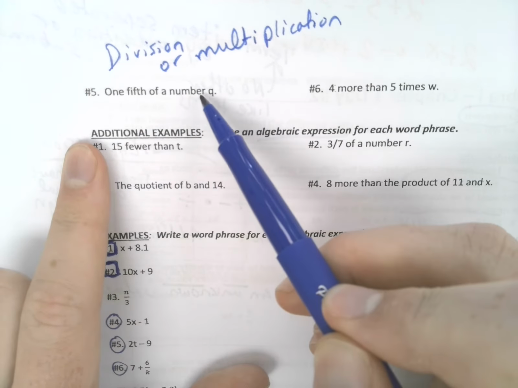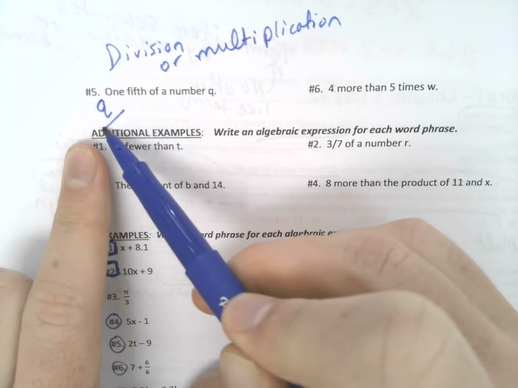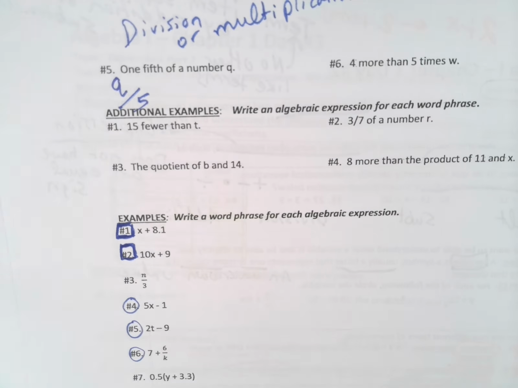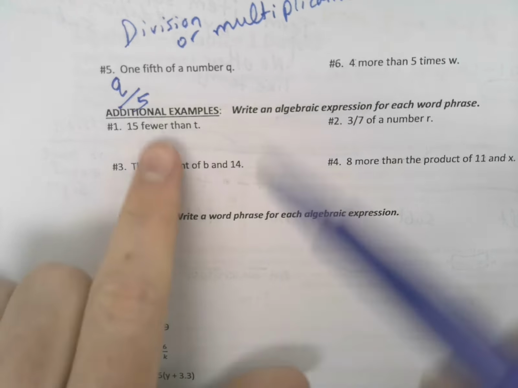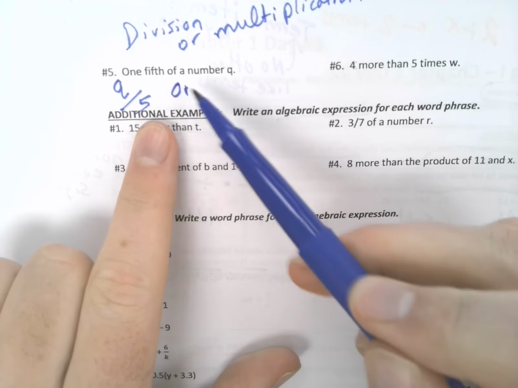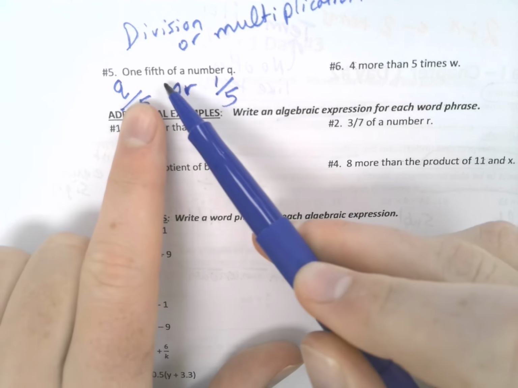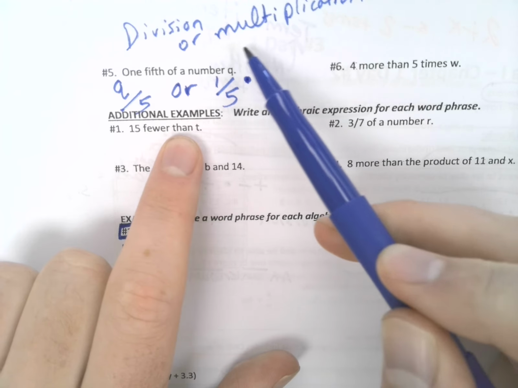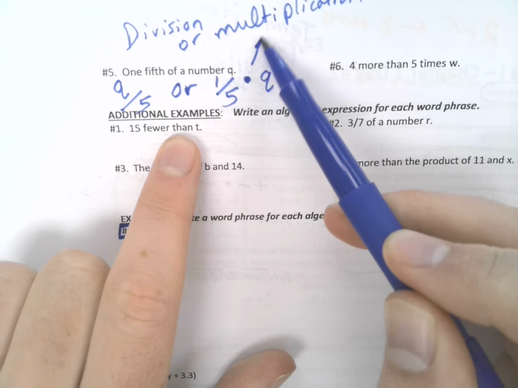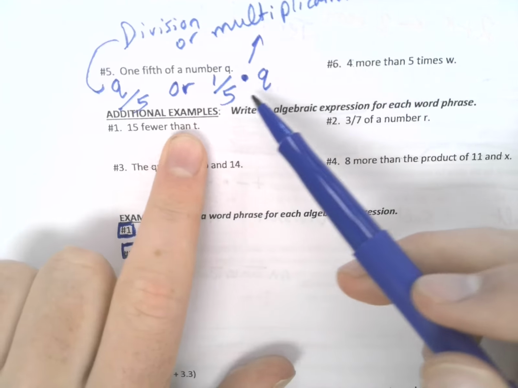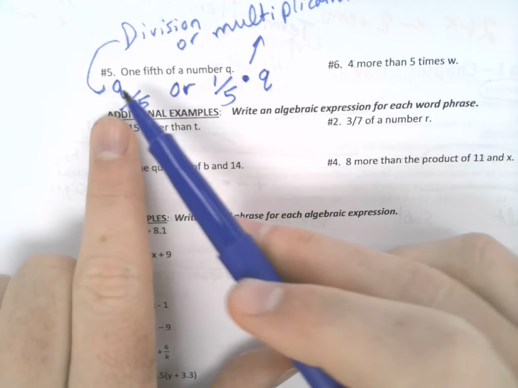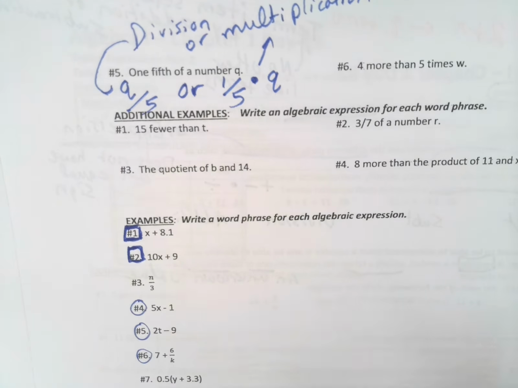So we could take q and divide it by 5. Q over 5, that's taking 1/5 of something. Or we could actually take the fraction 1/5 and apply it to q, and you would apply that through multiplication. 1/5 times q is the same thing as q divided by 5. Both those are 1/5 of q.